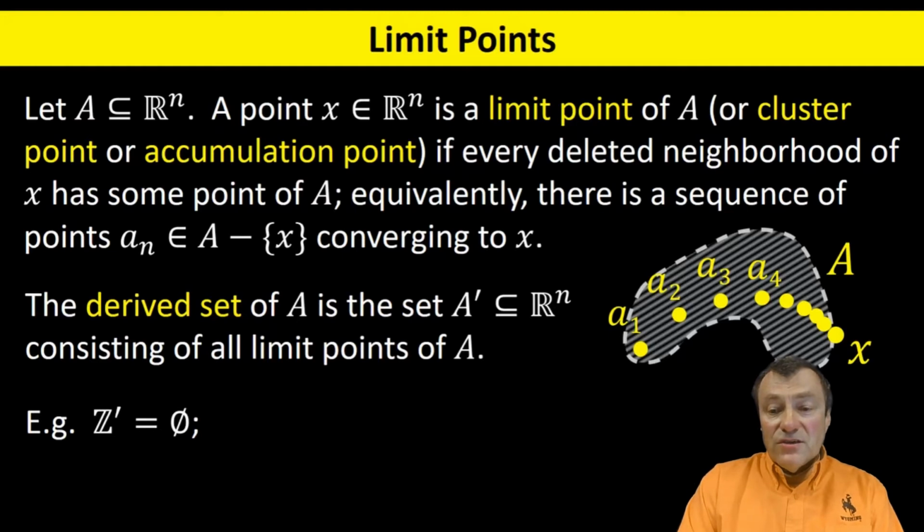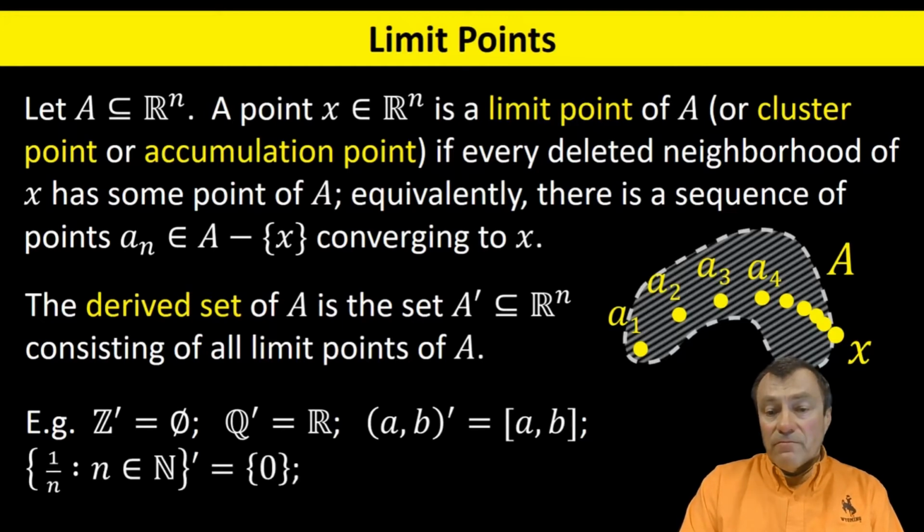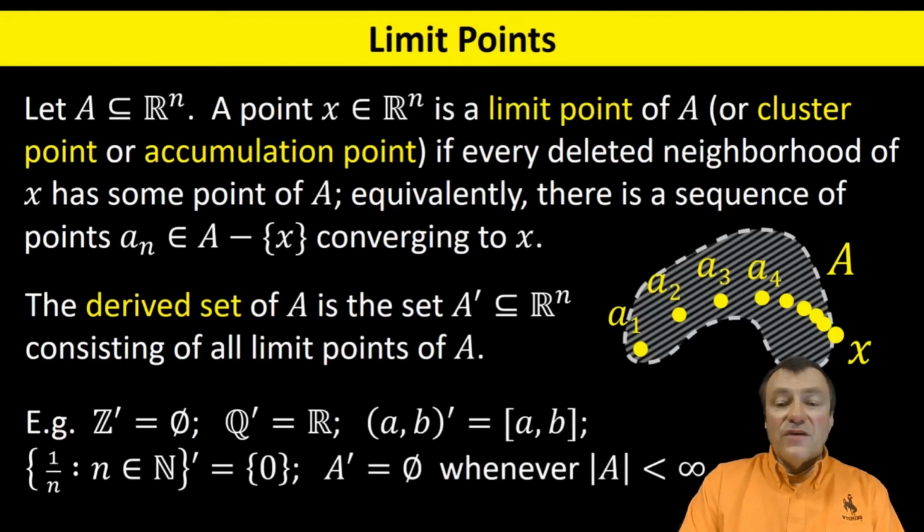Here are some examples. You should check that the set of integers has no limit points. Every real number is a limit point of the rationals. This is just saying that every real number is a limit of a sequence of distinct rationals. For every interval, the limit points are points of the original interval together with any missing endpoints. The set of rational numbers 1, a half, a third, a quarter, a fifth, etc. has exactly one limit point, that's 0. A finite set of points cannot have any limit points.